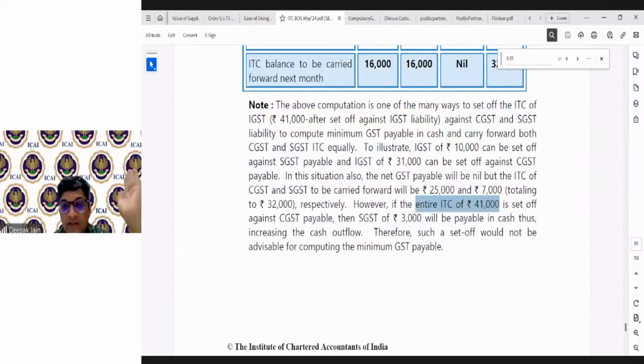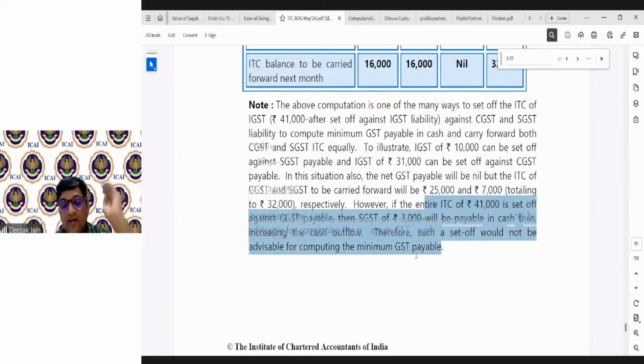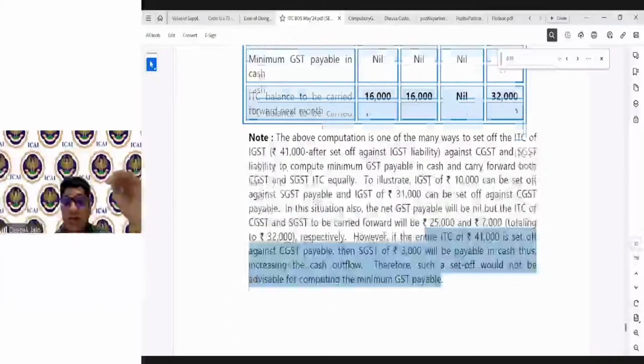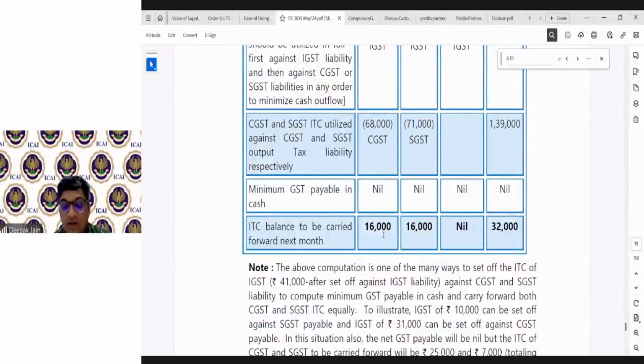If the entire ITC of 41,000 is set off against CGST, then SGST of 3,000 will be payable. So you are having a calculation in such a way that you don't have to pay any GST also.